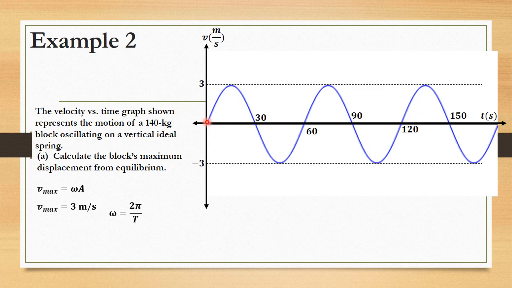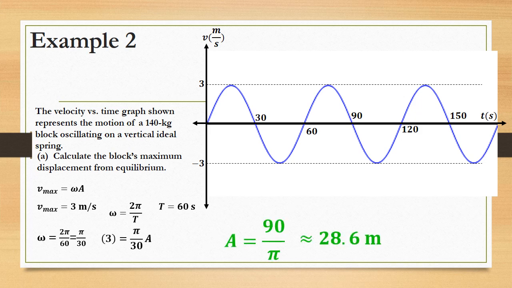So starting here from the origin, we're at 0, 0. We complete a cycle. We end up at 60. So the period is 60 seconds. I can plug that in for T and then find that the omega value is pi over 30. And therefore, it goes back into the Vmax. We solve for A, and it becomes 90 over pi, or in decimal form, about 28.6 meters.